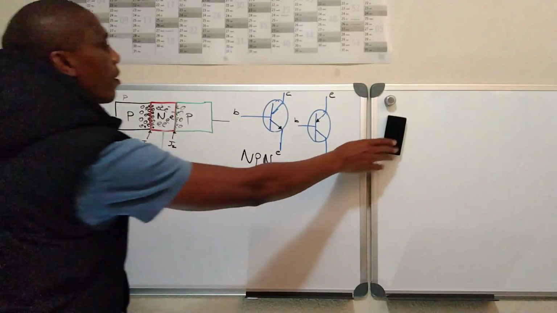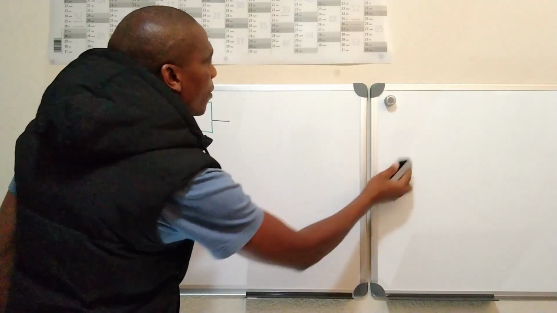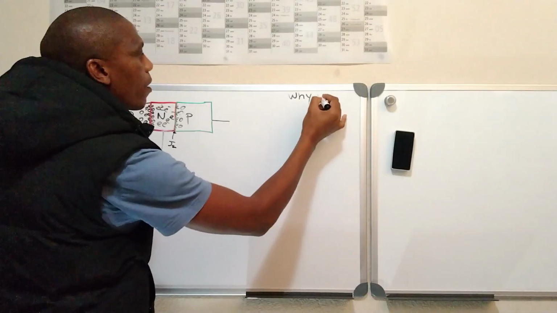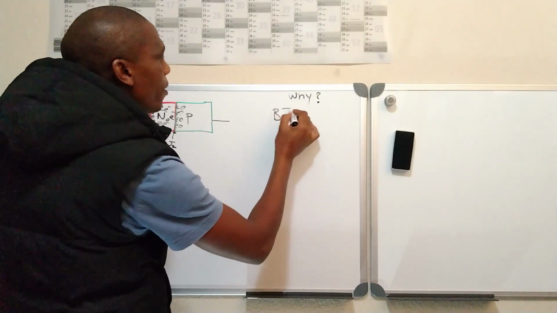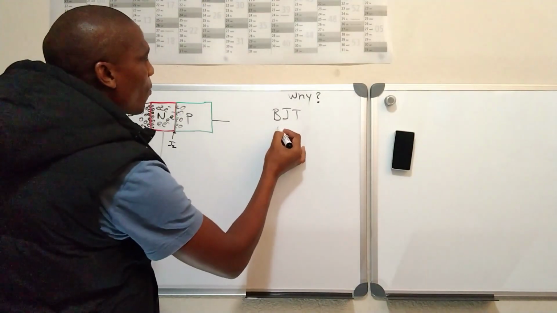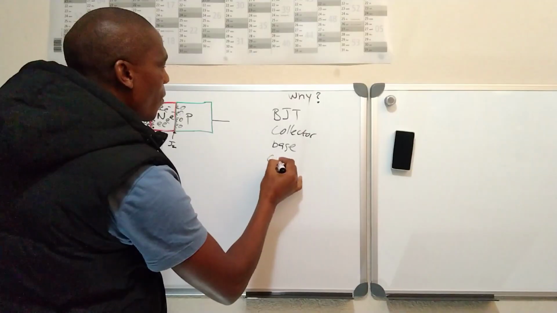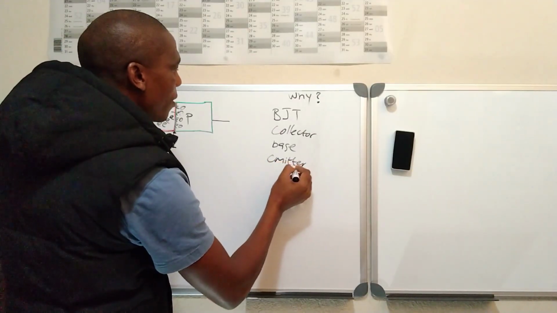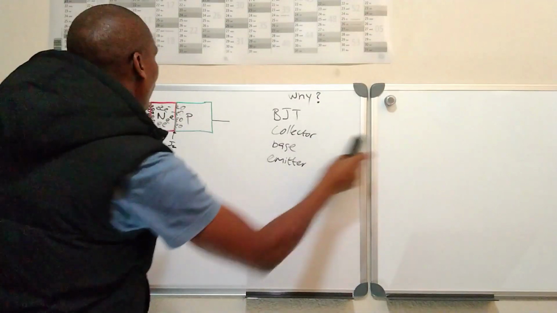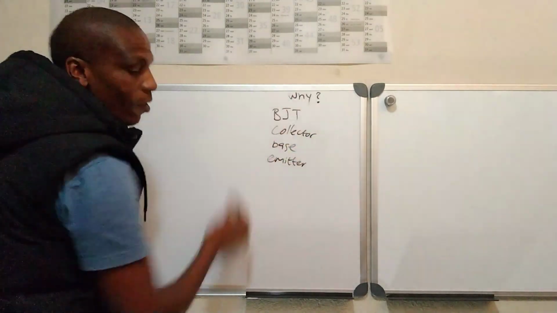But now there are questions. The first question is, let me just write why. Why is it called a BJT? These three terminals, why is that one called a collector, why base, why emitter? So now let me redraw this interior of the transistor so that you can answer all these questions.